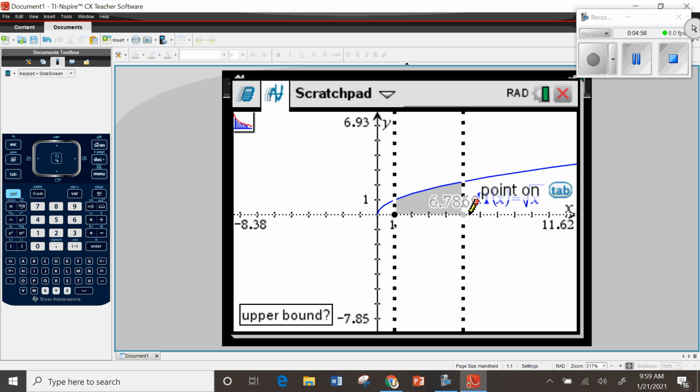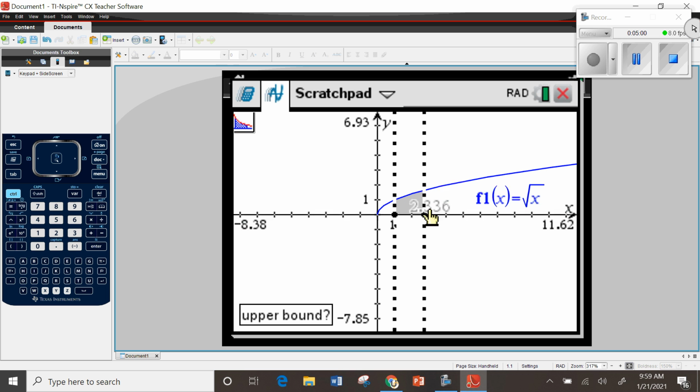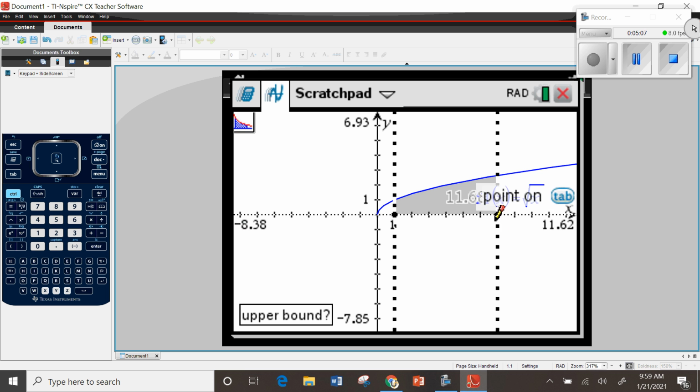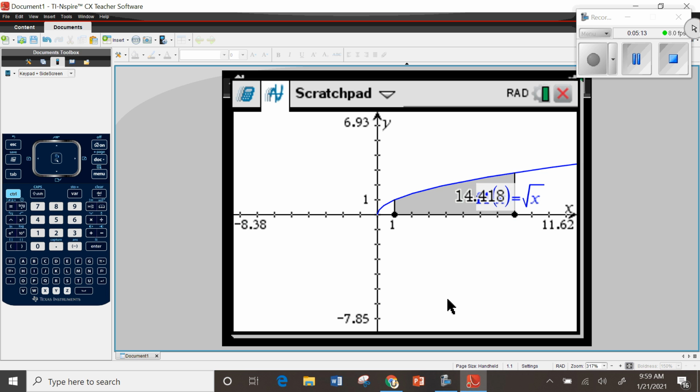Let me see here. What numbers am I at? So I have 1, 2, 4, 5, 6, 7, 8. And notice that it kind of hovers over that point right there for you. So our calculators will do it from the graph also. I do like the way it gives us this nice picture on the graph where it shades in the area and then gives us the answer.